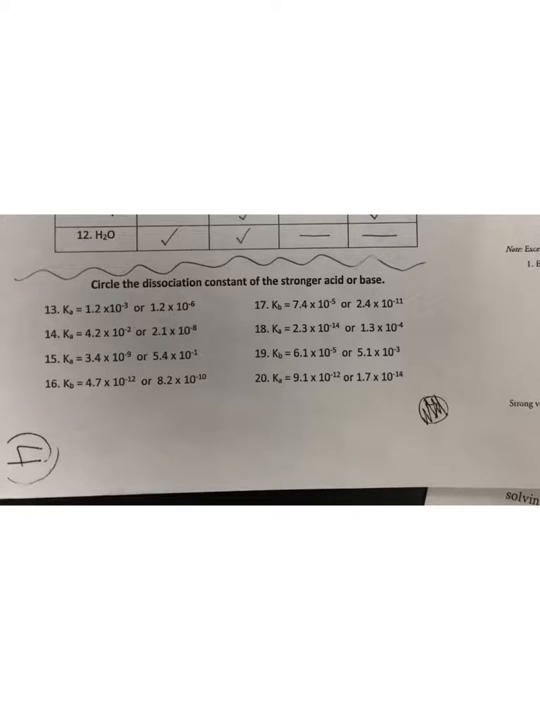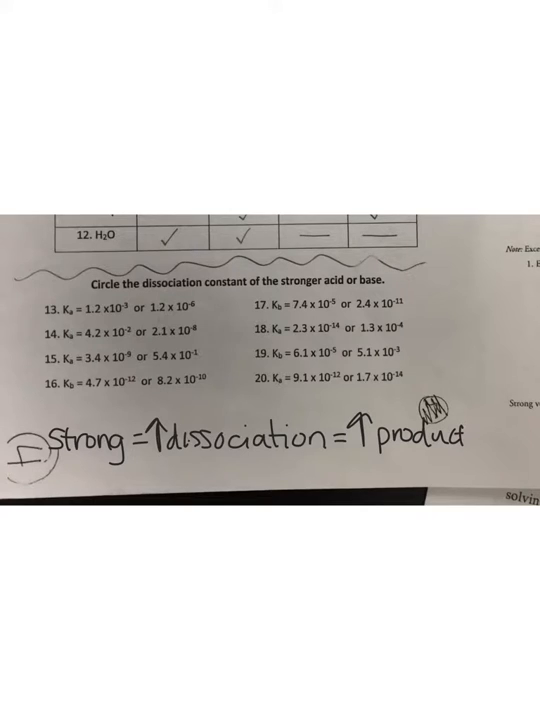Okay, so we're going to write ourselves a little hint down here at the bottom. Okay, so we know that strong is the same thing as more dissociation, which is more products, which means what for K? Big or small K? Big K. Let's put big K. But because these all have exponents, we have to know what those exponents mean. So up here on the board, I kind of wrote an example, so if you don't want to write it down, you can just look up there.